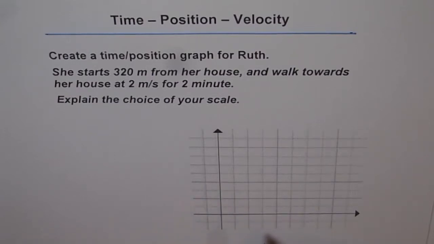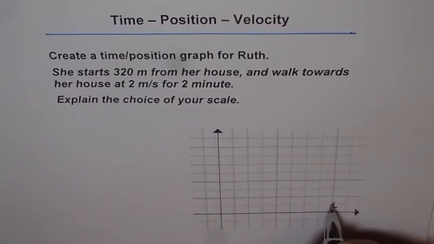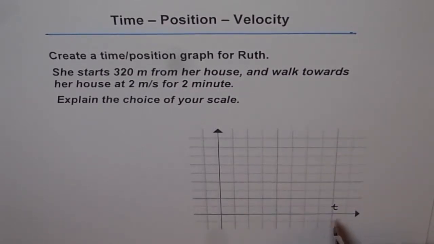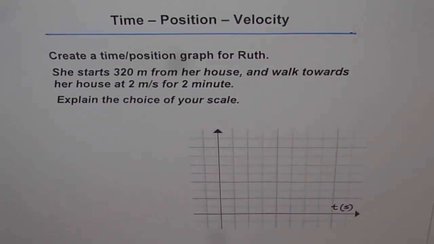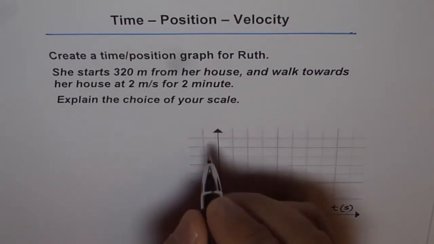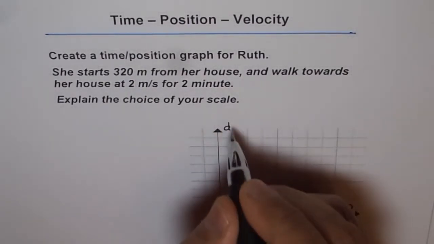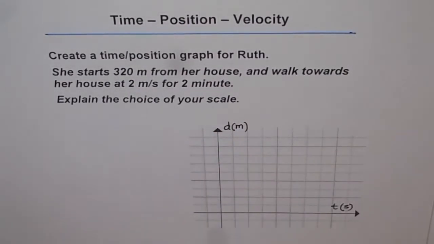In this graph, we're trying to make a distance and time graph, correct? So time is the independent variable, so we will take it along the horizontal axis. That becomes time t. Since the units are meters per second, seconds is the time unit, so we'll write time in seconds. Now that is our choice. The vertical axis is the distance, let's say this is d, and the unit for distance is meters.